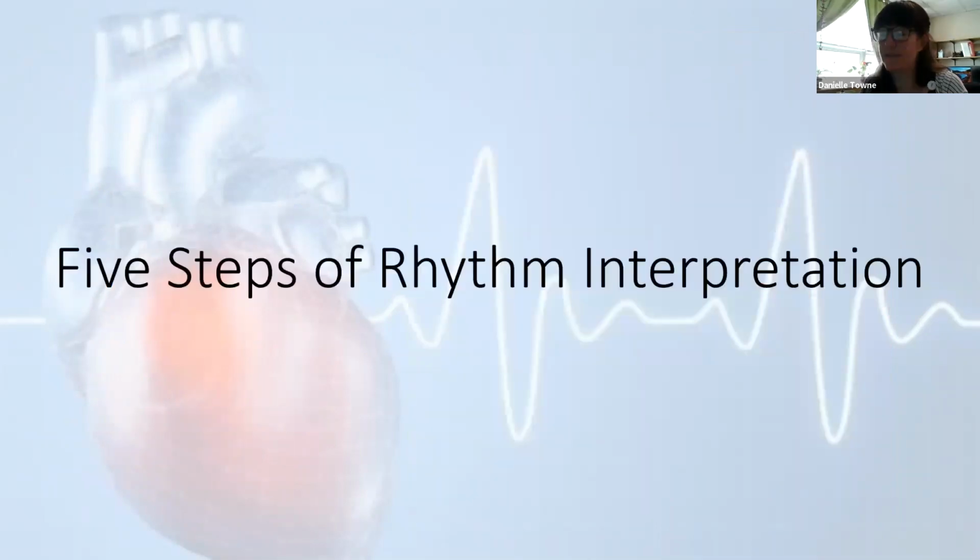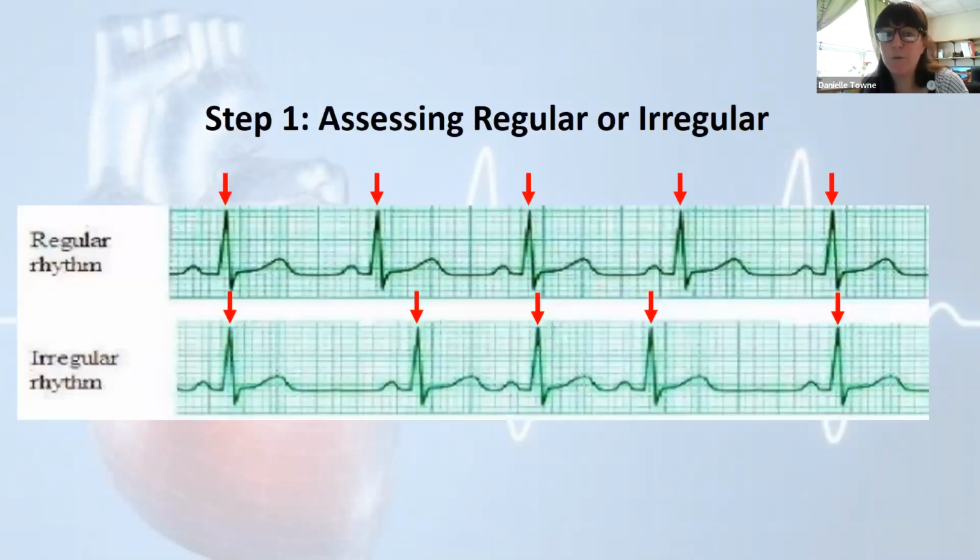So there's 5 steps to rhythm interpretation that can help you. If you look at an EKG monitor and you say, I'm not really entirely sure what that is, you use these 5 steps and it'll help to narrow down your differentials and figure out what's actually in front of you. So the first thing you want to do is assess if it's a regular or an irregular rhythm.